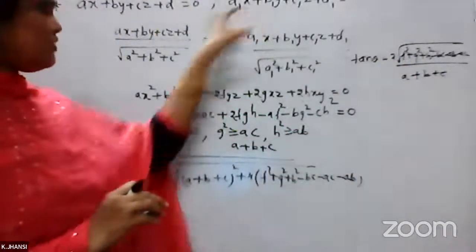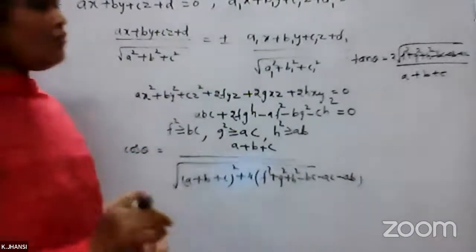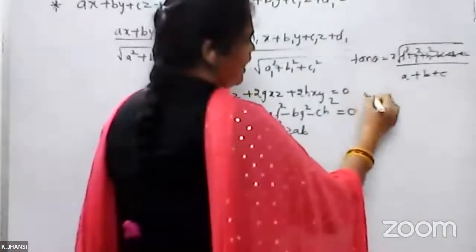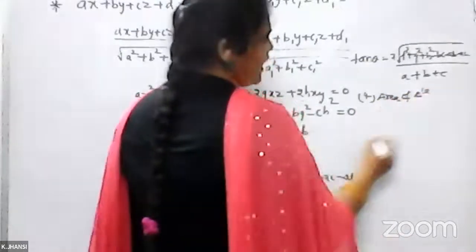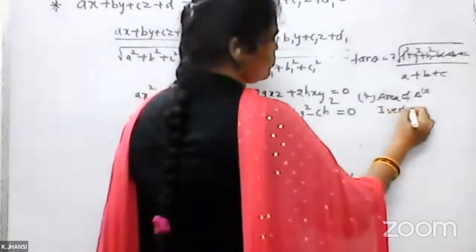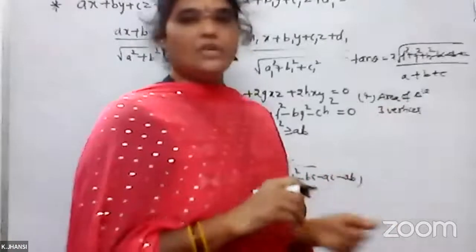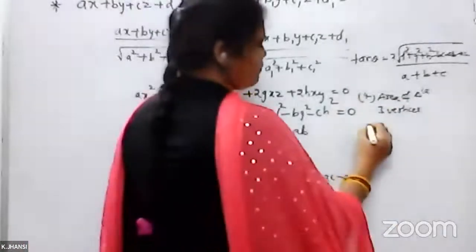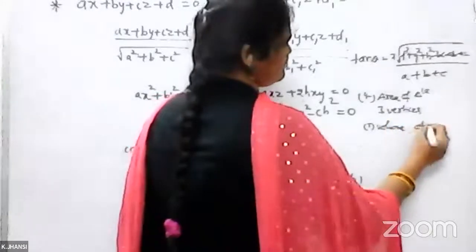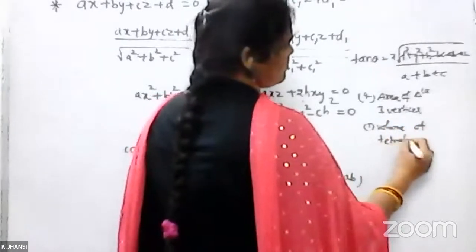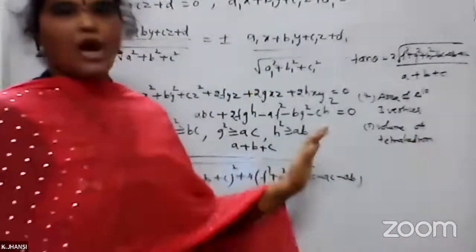So the first part is this one, the second part is two sides, the third one is finding the pair of planes, and the fourth one is finding the area of the triangle. So area of the triangle when three vertices are given, you have the formula for this one. And the fifth concept we have is finding the volume of the tetrahedron. Okay, so these are the 5 topics you have in the third unit.